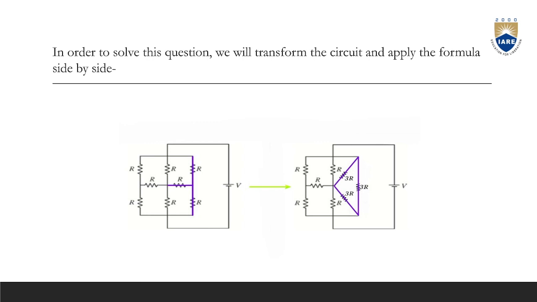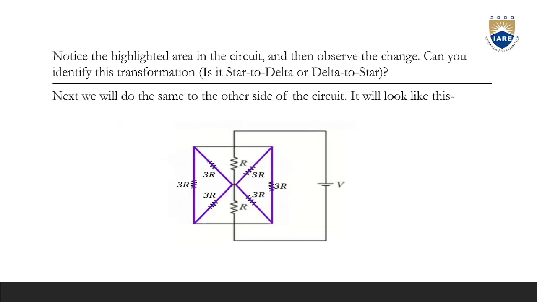In the first figure, we can see that we have two star formations, right? Let's convert them into delta transformation. After converting them into delta transformation, the resistance becomes 3R, 3R and 3R. Notice the highlighted area in the circuit and then observe the change.